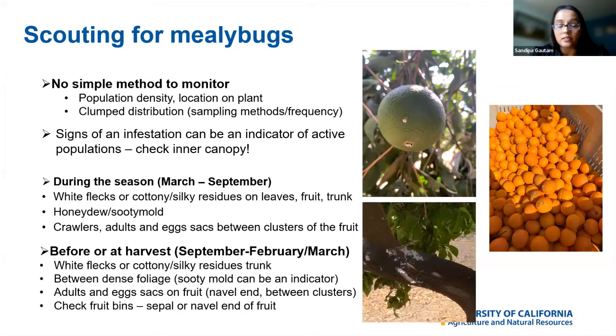And at harvest, it's a great idea to check bins and look for any signs of mealybug infestation, especially on the sepal or navel end of the fruit. As you can see on this bin, the fruit at the center there has white stuff that's an indicator of mealybug infestation, where the fruit was touching each other, and also on the sepal end there.